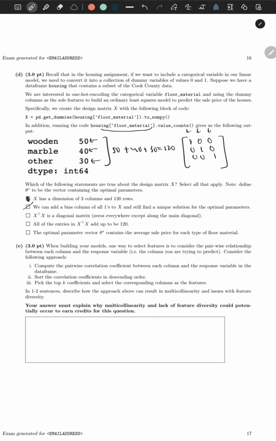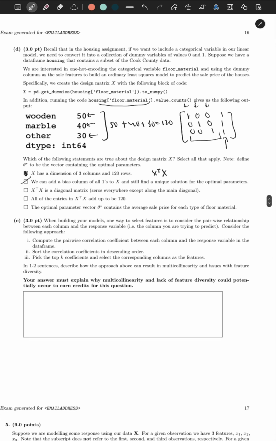Because that 1 represents our house having a specific type of flooring. But if we decide to add in a bias column, we can see that we can just form this bias column by adding up these 3 columns together. So because we can form one column from the other columns in our matrix, it is no longer linearly independent. And if our matrix is no longer linearly independent, then X transpose X is no longer invertible. And we can't find a unique solution for the optimal parameters.